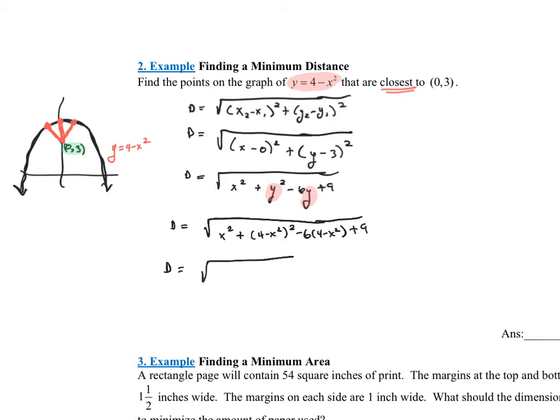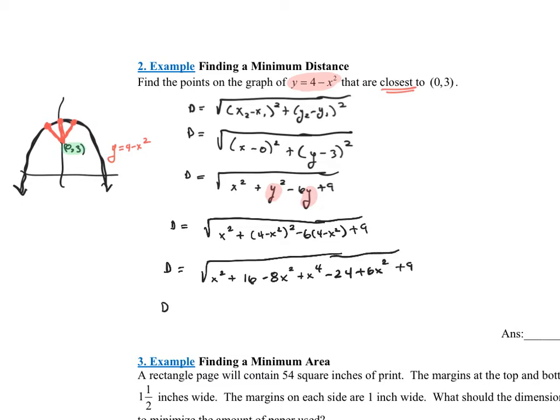Let's do the distance equals the square root of, well, we would have x squared. Let's see here, 4 minus x squared, quantity squared. If I FOILed it out, 4 minus x squared times 4 minus x squared, I'd have a 16, a minus 8x squared, then a plus x to the 4th. That's FOILing out the 4 minus x squared quantity squared. Now let's distribute that negative 6 through. Negative 6 times 4 would be minus 24. Negative 6 times a negative x squared would be plus 6x squared. And then I have a plus 9.